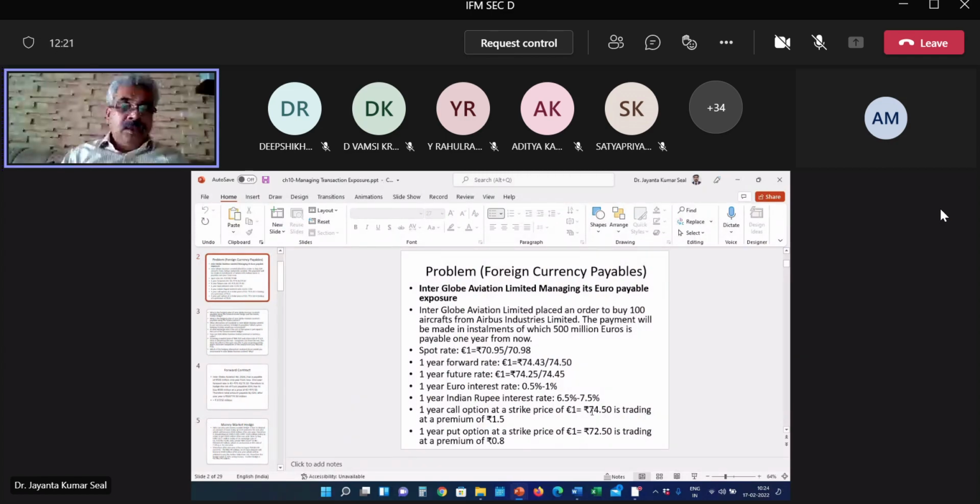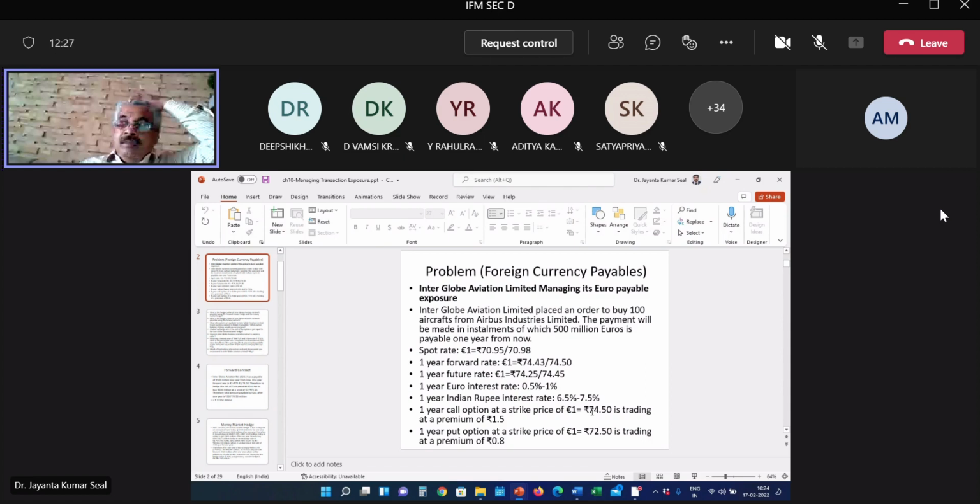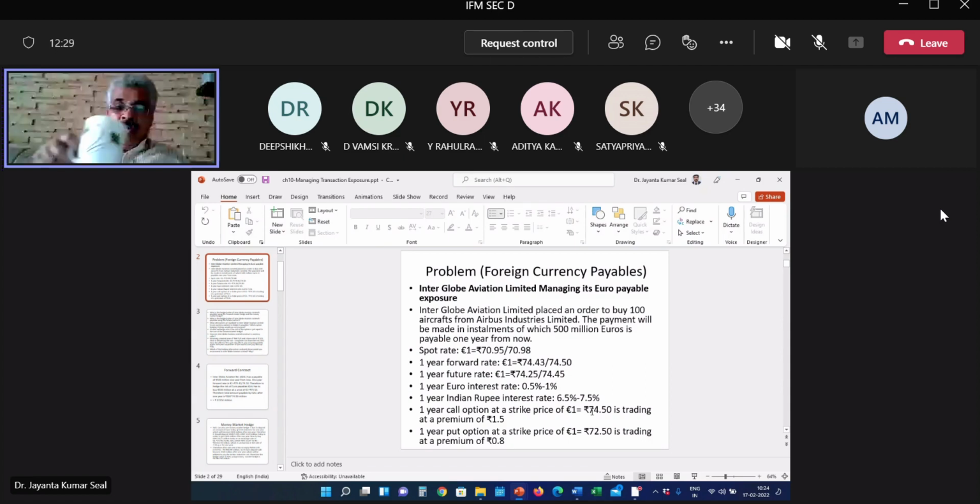Now when you start negotiating, at that time you do not know whether you will place the order or not. Now in this case, Indigo knows that they are going to buy from Airbus. Suppose it is an airline company which uses both Boeing as well as Airbus, so it may not place the order with Airbus. If it places the order with Airbus, it has to pay in euro, but if it buys from Boeing, it has to pay in dollar.